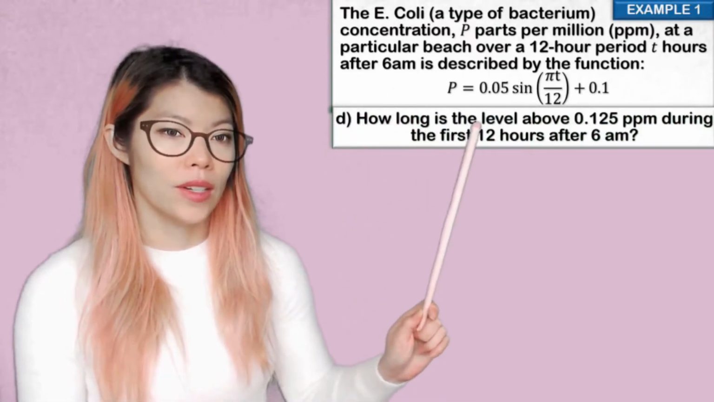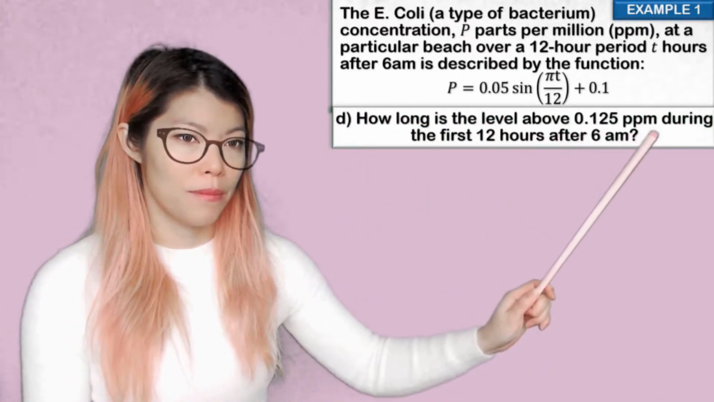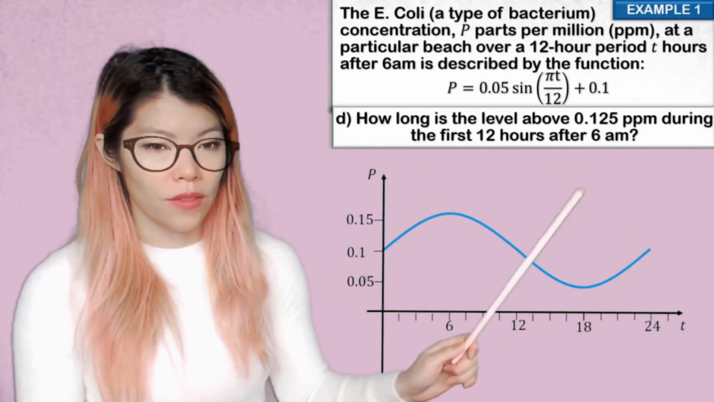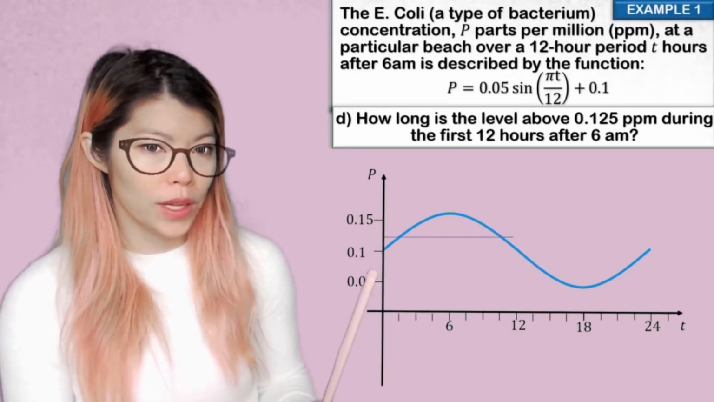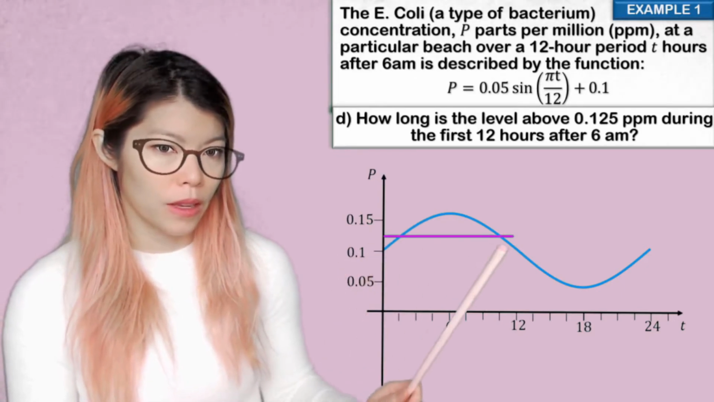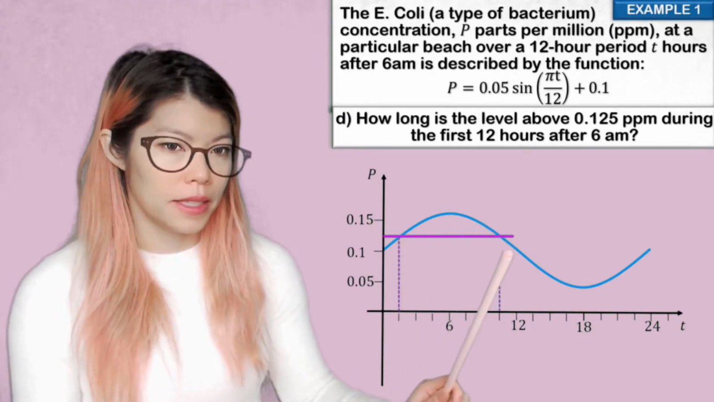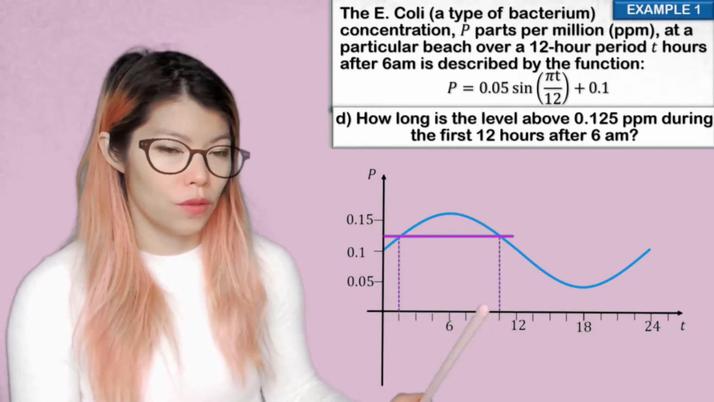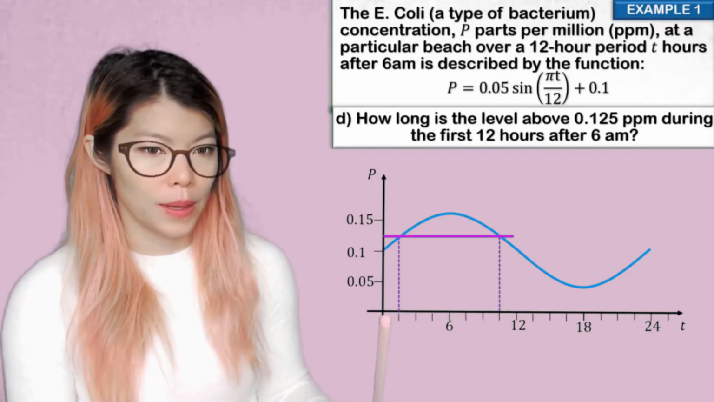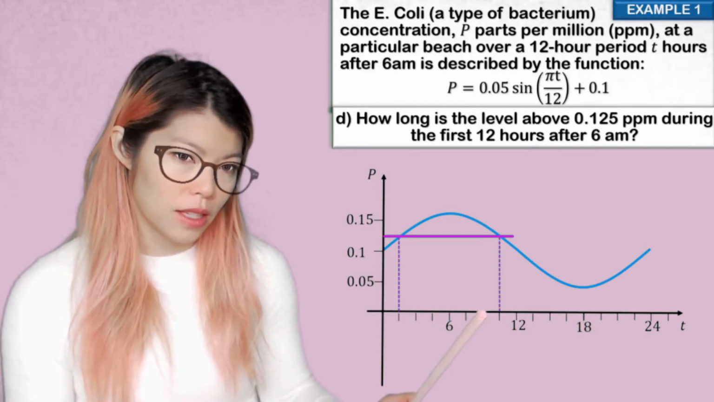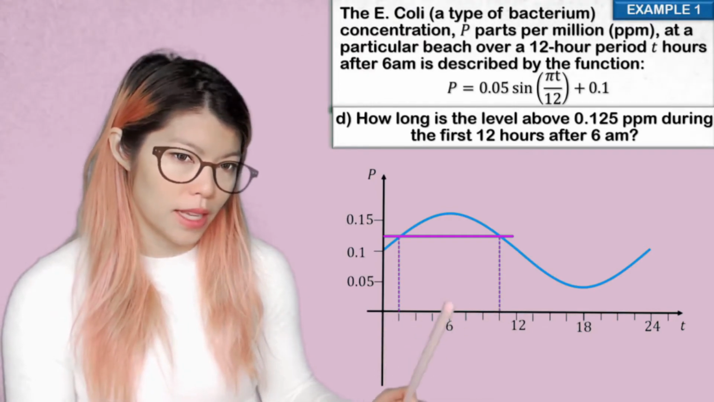Part D, how long is the level above 0.125 parts per million during the first 12 hours after 6 a.m.? So here we have the graph again. So 0.125 is here. So how long does it stay above that? So we need to find this intercept and that intercept, and we need to find the time frame. So that take away that. Now I've done the scaling pretty clearly, so you can see that that's going by 2. So that's 10 minus 2.